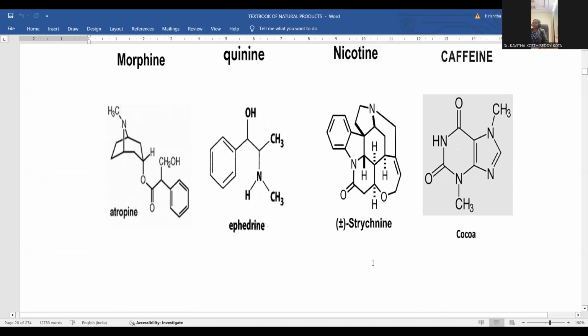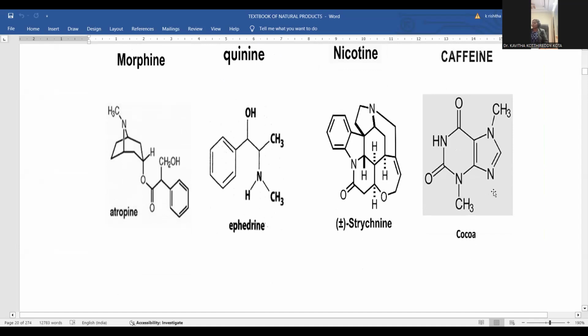And here is another alkaloid with a complex system where you can notice the polyannular system with the amide linkage within, which is called strychnine. The strychnine molecule is also part of this alkaloid group.